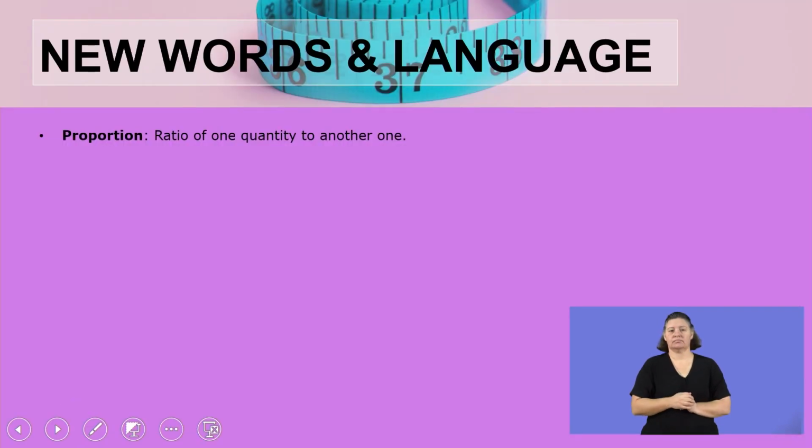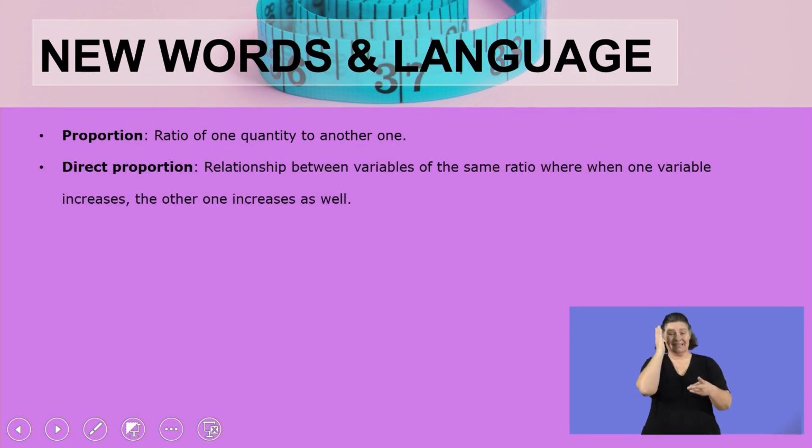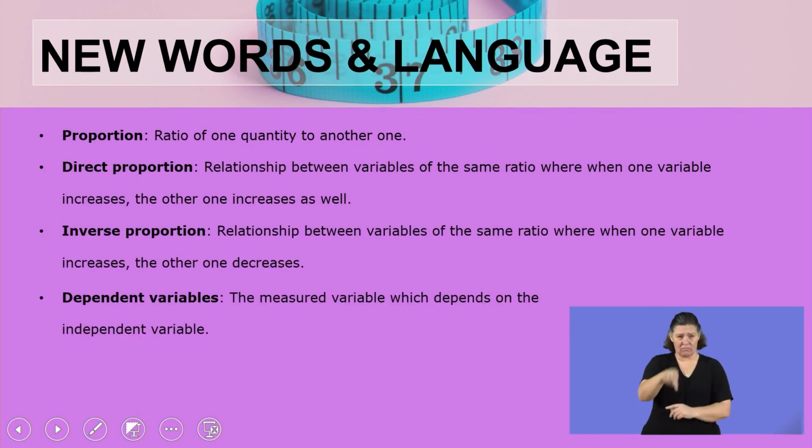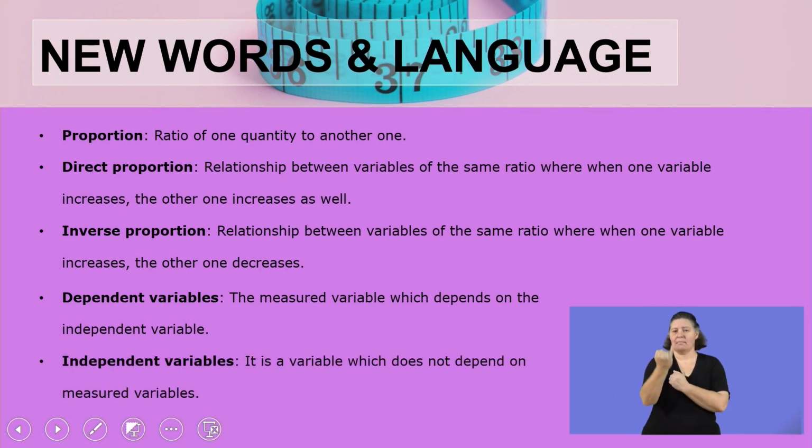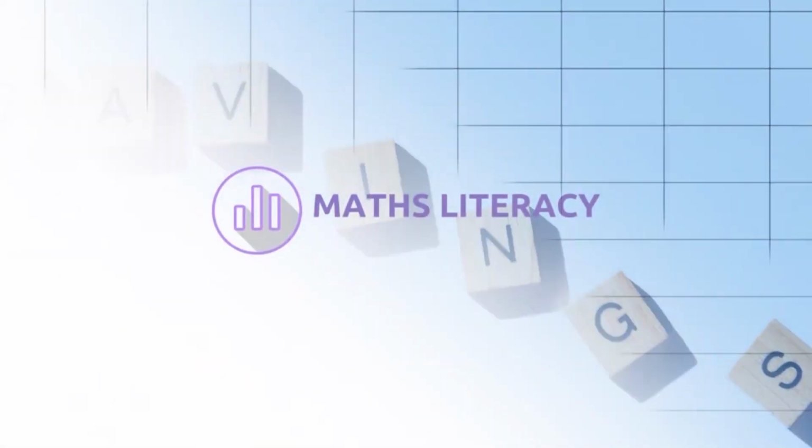Now, let us have a look at the new words that we need. We are going to use the following terminologies: proportion, direct proportion, inverse proportion, dependent variables, as well as independent variables. I will explain these concepts as I come to the content right after the break. See you after the break.